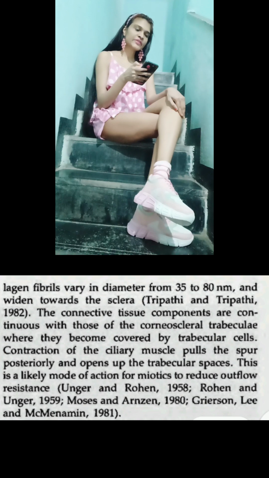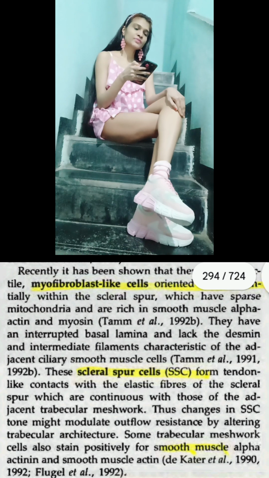Contraction of the ciliary muscle pulls the spur posteriorly and opens up the trabecular spaces. This is a likely mode of action for myotics to reduce outflow resistance. Recently, it has been shown that there are contractile myofibroblast-like cells oriented circumferentially within the scleral spur, which have sparse mitochondria and are rich in smooth muscle alpha-actinin and myosin.